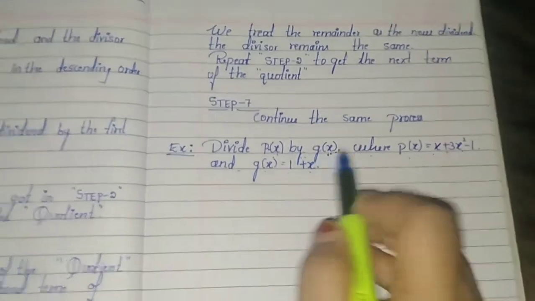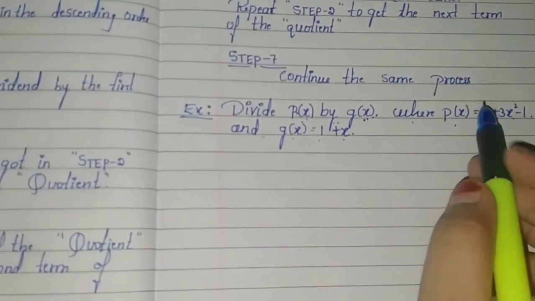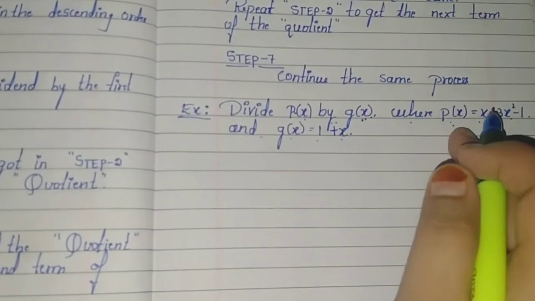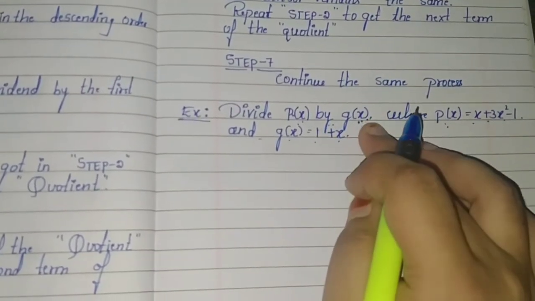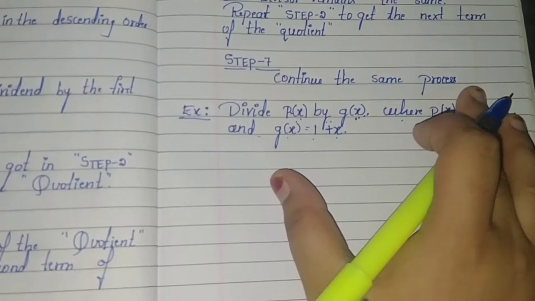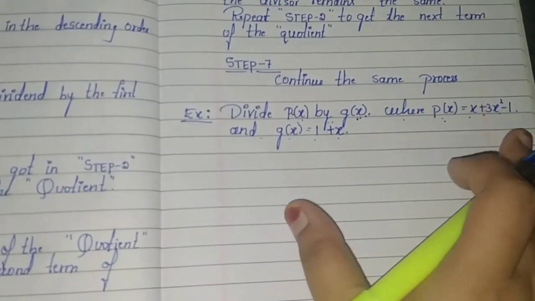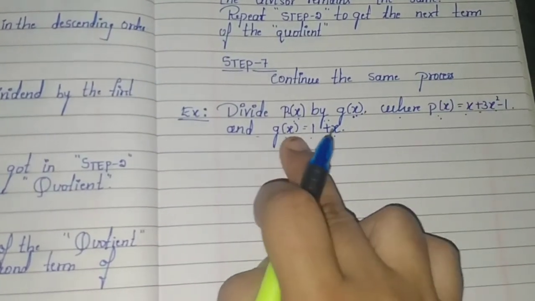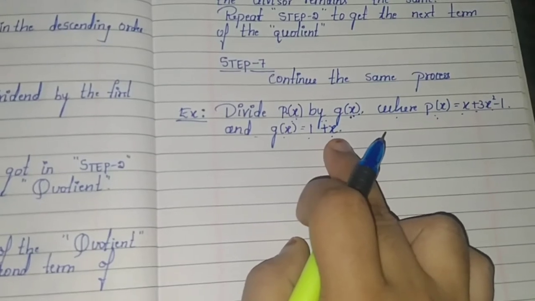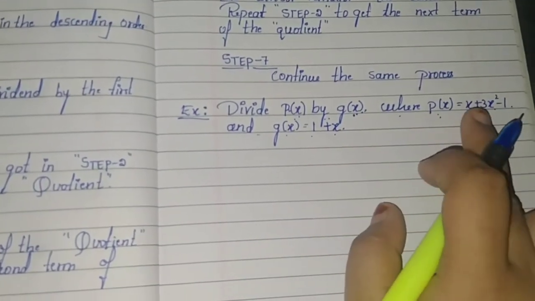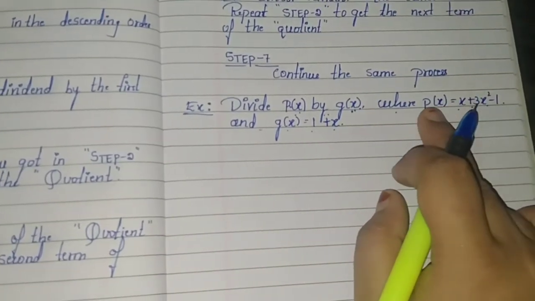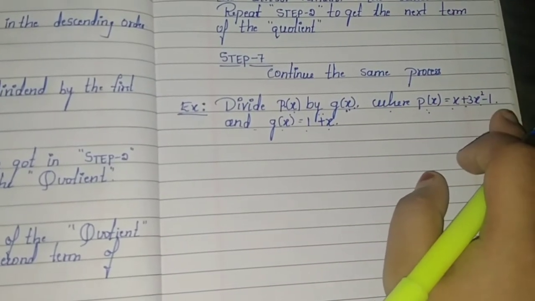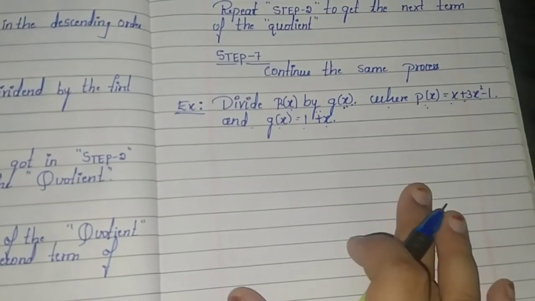Whenever they give you two polynomials, p of x and g of x, the first step is to write the dividend as well as the divisor. After writing the dividend and divisor, you have to arrange the terms in the descending order of their powers.